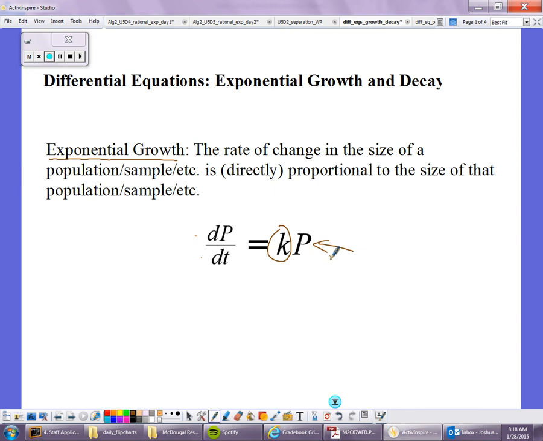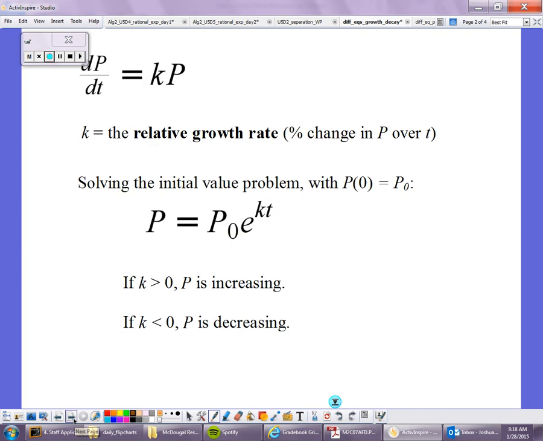Whenever you see something like this, you're always going to end up with this sort of differential equation. You see right here, dP/dt equals k times P. And we're going to have to solve that. What do we get then? So we're looking at dP/dt equals kP. That means that k is what we call the relative growth rate, which just means it's the percent change in P over time. So if it's growing at a 5% rate, that means that k would be 0.05. If it's growing at a 10% rate, it would be 0.1.